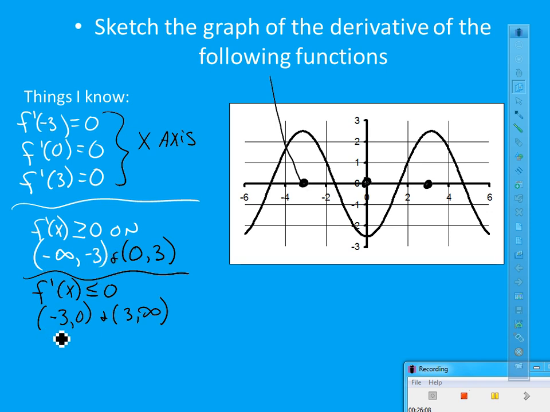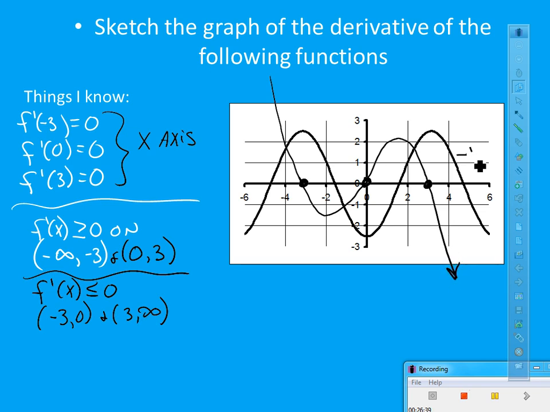Then I know I'm below the x-axis from negative 3 to 0. So I'm going to have to come down, but at some point I'm going to have to come back up to 0. Then I know I'm above the x-axis from 0 to 3, so I'm going to do something like this. Do I know how high I'm going to go? Not really. I just guessed. If you went lower, I can handle that. And I know I'm below the x-axis from 3 to infinity.